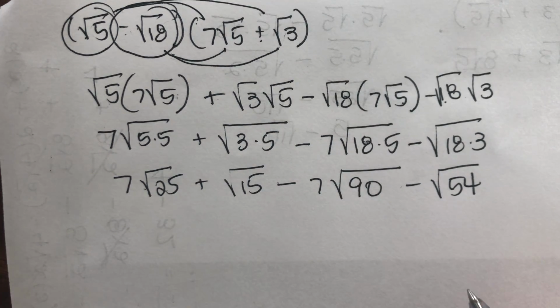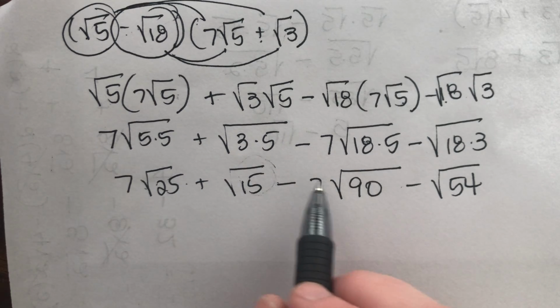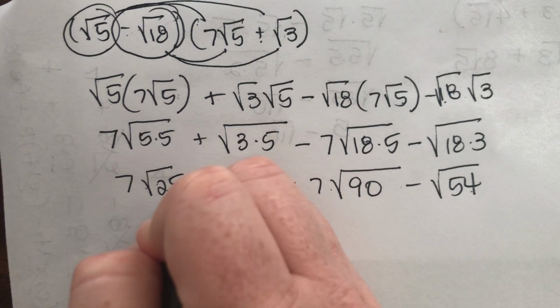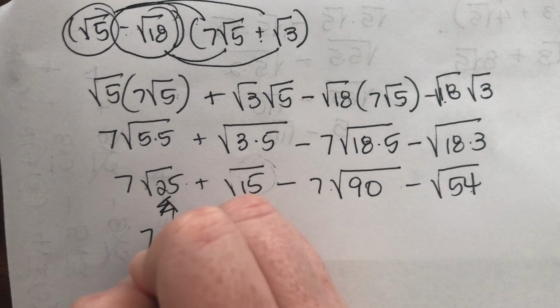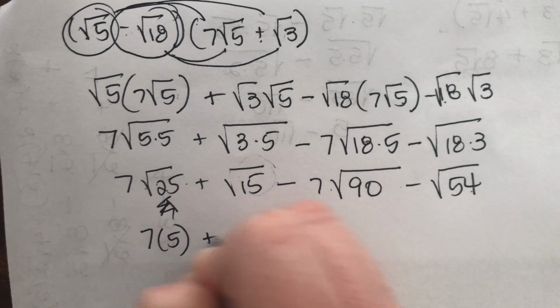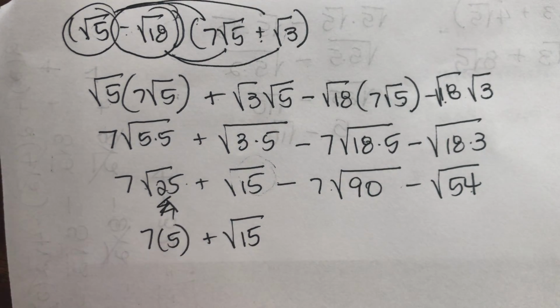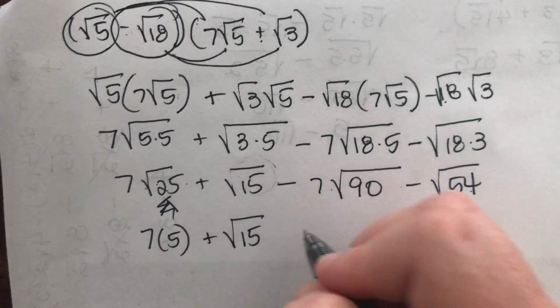Okay, so this looks all fine and good. I know this guy is in simplest form, but what about the other three? What about the rest of them? Does it look like I can simplify? Absolutely. Actually, I don't even need to draw this out. Square root of 25 is 5, so that's 7 times 5 plus, I can't simplify square root of 15 because its factors are 3 and 5. Nothing's being squared. I can't pull anything out, so it is what it is.